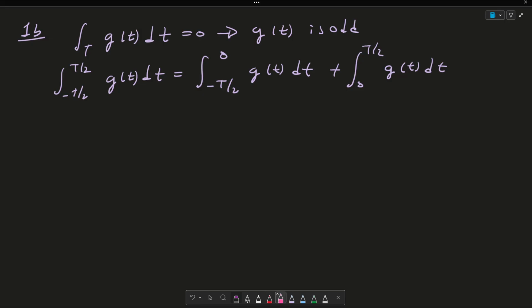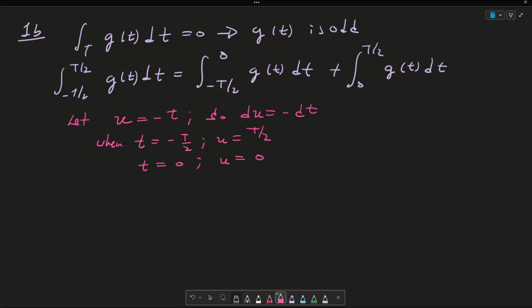So what I want to do now is label a term. Let an arbitrary term u be equal to minus t. So du is equal to minus dt, or a change in u is equal to a negative change in time. So then we can say that when t is equal to minus T over 2, u will be T over 2. And when t is equal to 0, u will also be equal to 0.